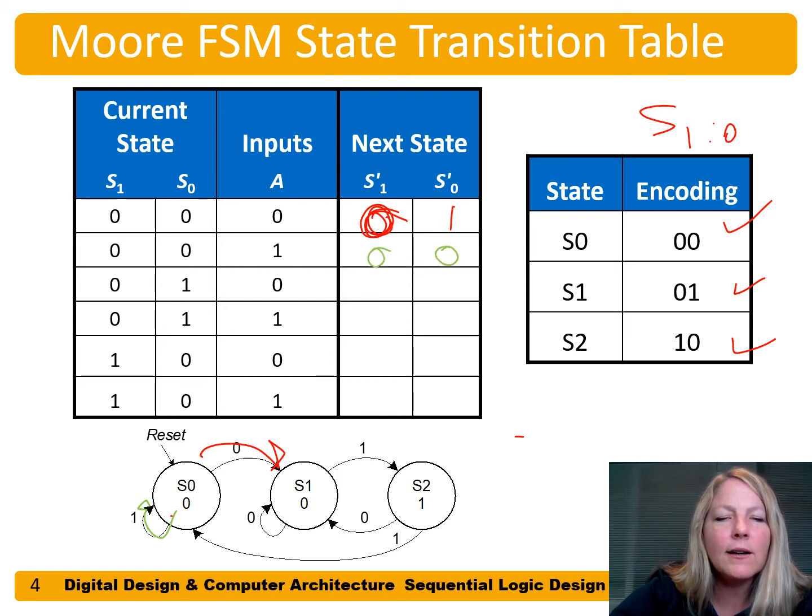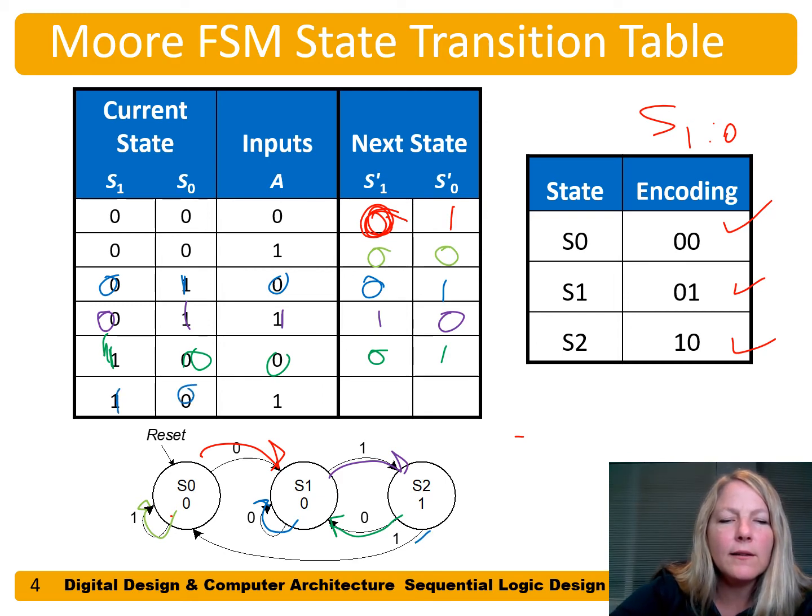If we're in state 1 and we get a 0, we're going to stay in state 1. If we're in state 1 and we get a 1, we're going to go to state 2. If we're in state 2 and we get a 0, we're going to go back to state 1. And if we're in state 2 and we get a 1, we're going to go back to state 0.